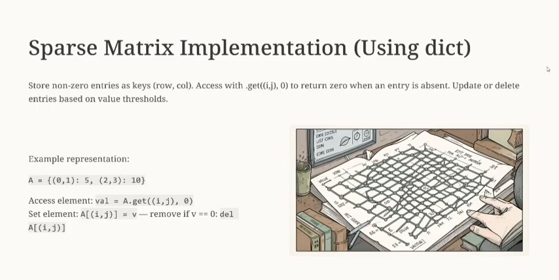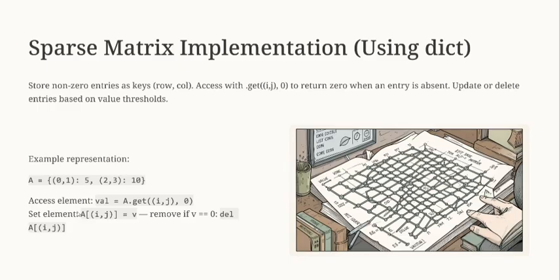Okay, for updating a sparse matrix, to add a value, for example, a[i][j] is equal to value. If the value becomes 0, we can remove that entry because storing 0 is unnecessary. Okay, so I hope you guys are clear with this topic.